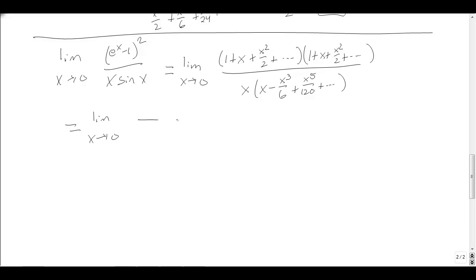Limit as x goes to 0. I'm going to worry about the bottom first. I'm going to get an x squared minus x to the 4th over 6. Oh, no, I made a mistake here. Let's just write this out and then correct the mistake. X to the 6th over 120. Probably you saw this already. This is just e to the x. I need e to the x minus 1 here on top.